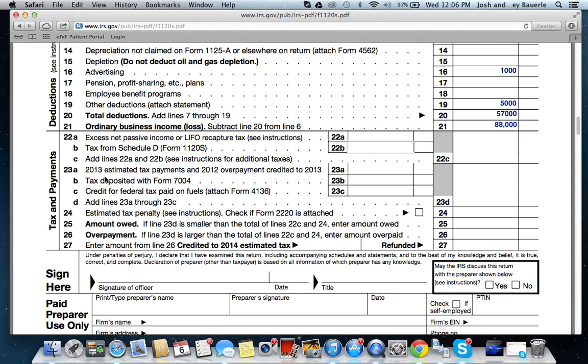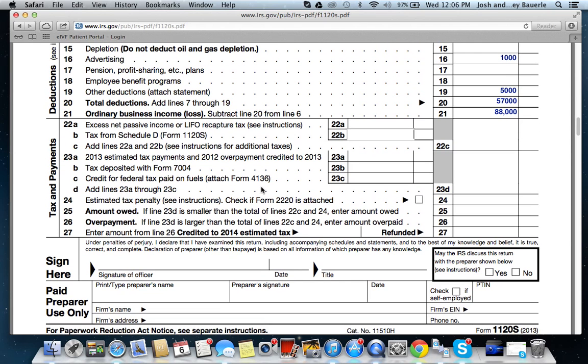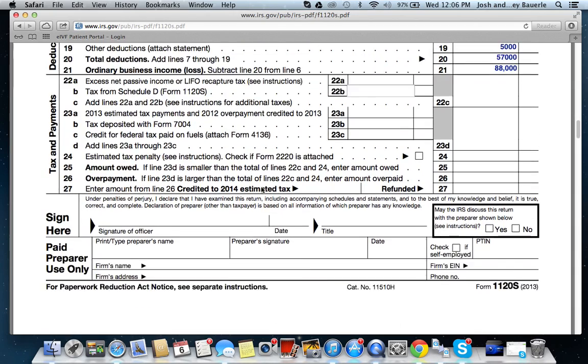2013 estimated tax payments and 2012 overpayment credited to 2013. Don't worry about that. Most of you, 99% of you, again, won't have to worry about that. You pay your taxes on your personal tax return, so that's not what this is talking about here. Estimated tax penalty, again, this is not going to apply to you because you are going to pay them on your personal tax return. So 99% of you, ignore this box that says tax and payments.